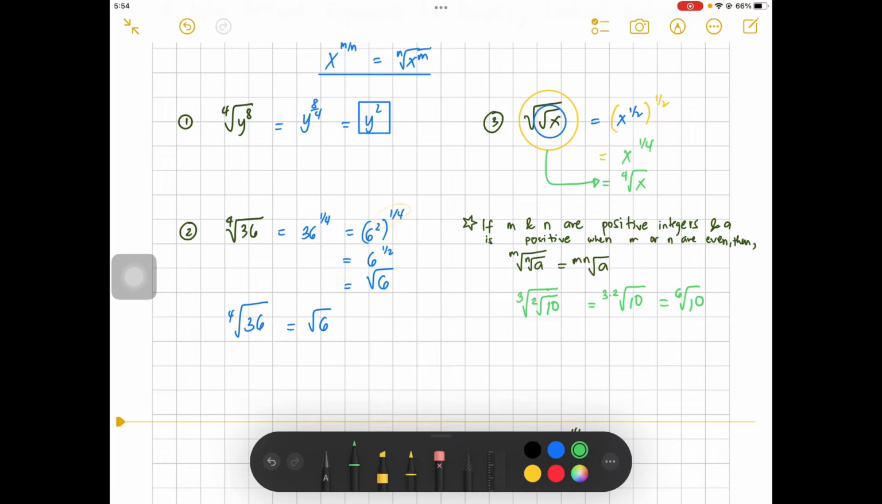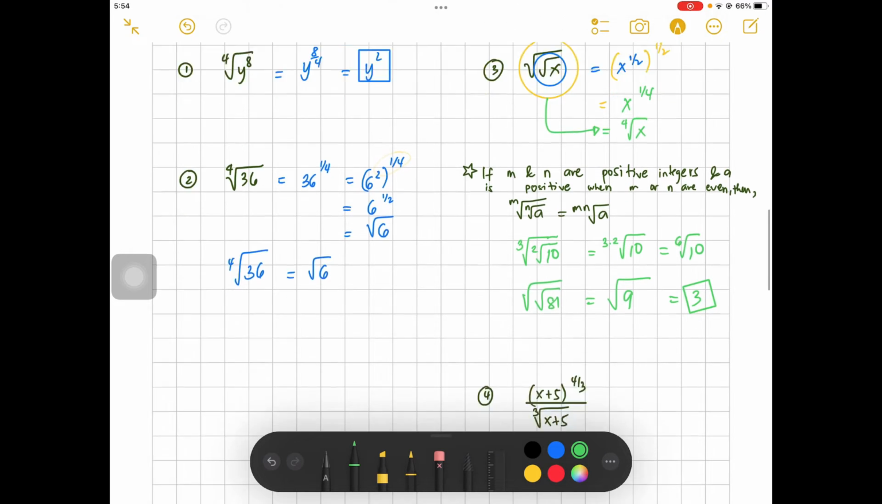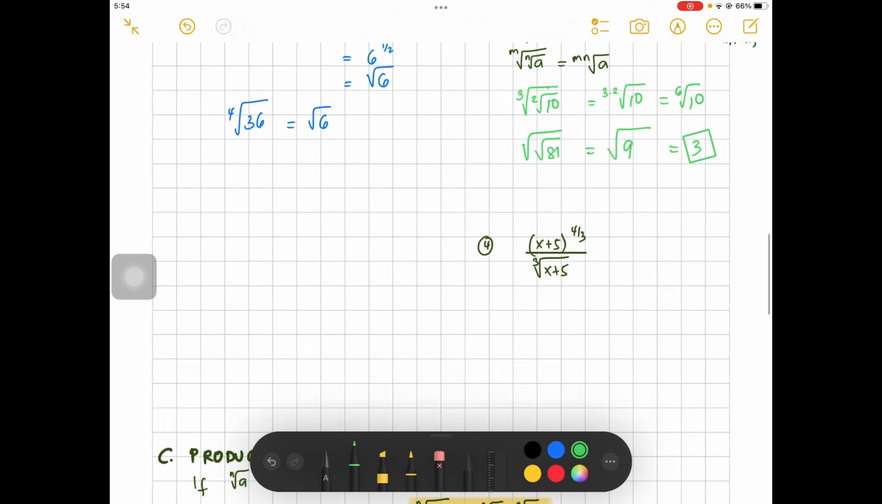Another example. We have the square root of the square root of 81. Of course, you can just simplify this as square root of 81, that is 9. And the square root of 9 is just 3.